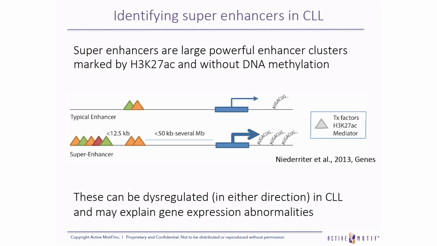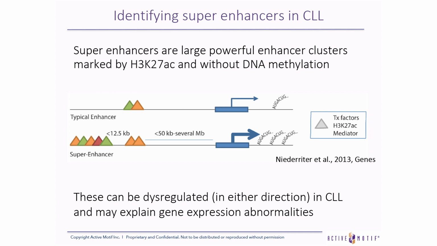Another way that we can look at epigenetic regulation of genes in this disease is by looking at superenhancers. A superenhancer is a long-range, powerful enhancer cluster that is usually marked by H3K27 acetylation. That's that activating mark of histones that opens up that DNA and lets transcription factors and DNA binding proteins move in and activate that DNA. We see that mark in superenhancers. We don't see DNA methylation.